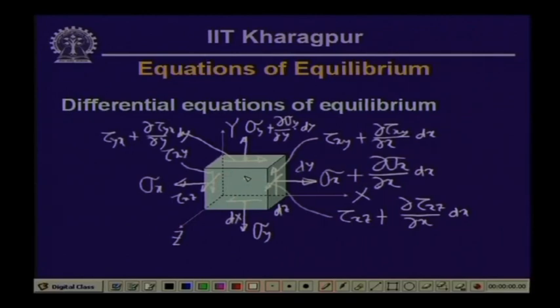On this plane we will have sigma z, and the normal stress on the front z plane is sigma z plus del sigma z del z over length dz, and so on. Now, if we take the forces which are acting in the x direction and sum them up, as per the equations of equilibrium, the summation of all the forces in the x direction must be equal to 0.